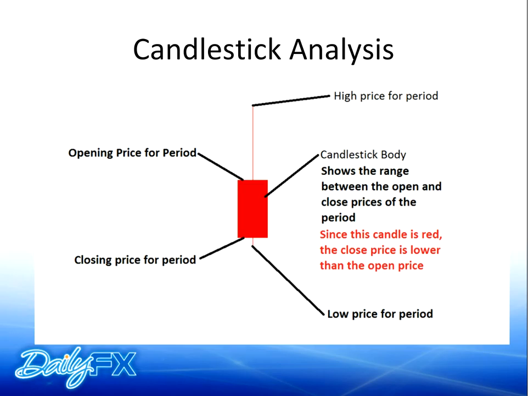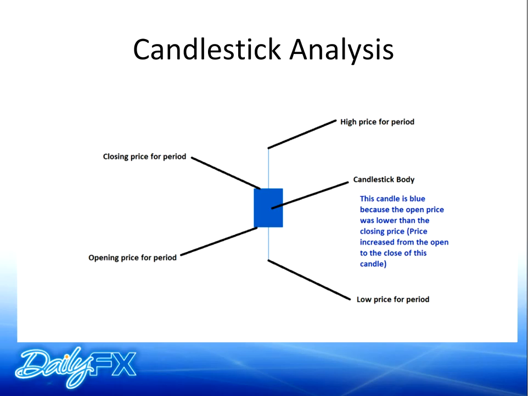But notice, there's quite a bit more information that's available to us here. We can see the high price for the period, the opening price for the period, the closing price for the period, and the low price of the period. The candle body, or the thick part, is going to show us the range between the open and closed prices, while the wicks, or the smaller parts, are going to show us where price had moved, but not opened or closed at these levels. And here we have a blue candlestick.